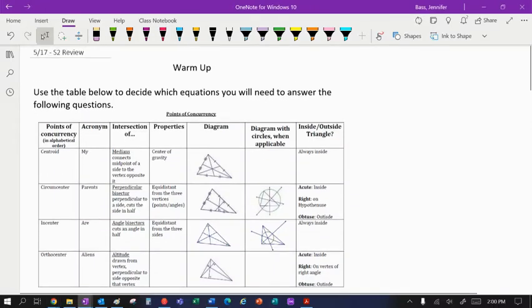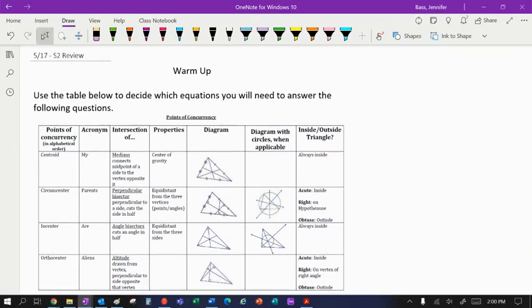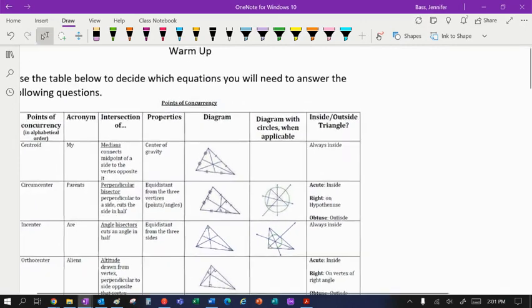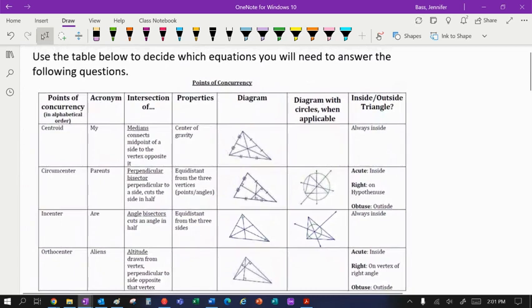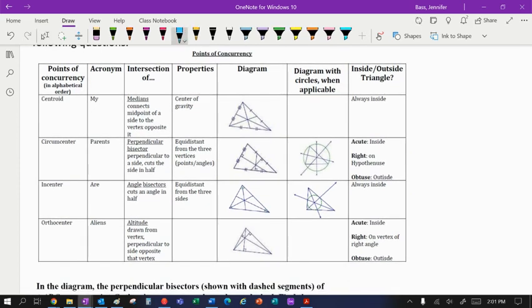Today we're going to start reviewing for the semester 2 final, topic 5. In the beginning of topic 5, we focused on points of concurrency, so I put this table in here to remind you. If you are asked to do something with the circumcenter, then that goes with perpendicular bisectors.